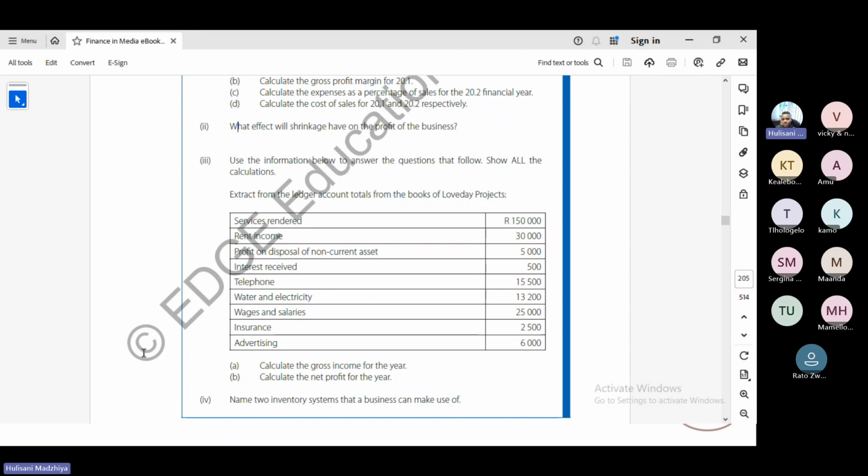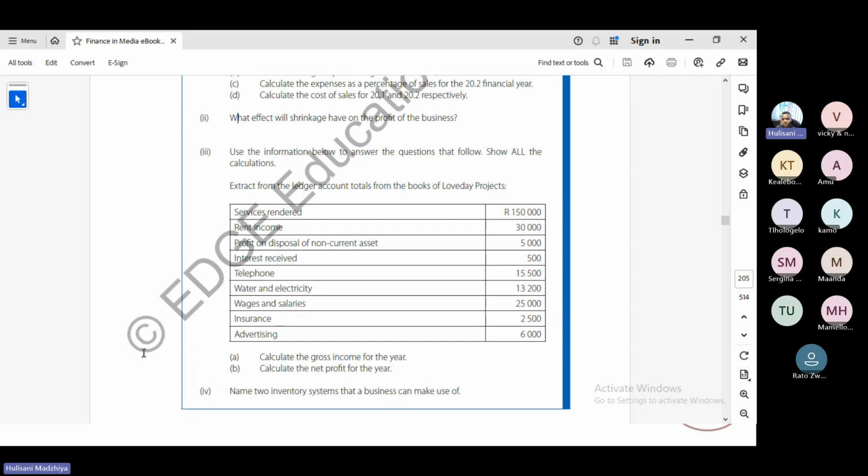So, extract from the ledger account totals from the books of Loveday Project. You have got services rendered of 150, rent income of 30,000, profit on disposal of non-current assets, meaning that we sold one of our long-term assets and therefore generated a profit of 5,000. Interest received 5,000. Telephone 15,500. Water and electricity 13,200. Wages and salary 25,000. Insurance 2,500. Advertising 6,000. Number A, calculate the gross income for the year, and then number B, calculate the net profit for the year.